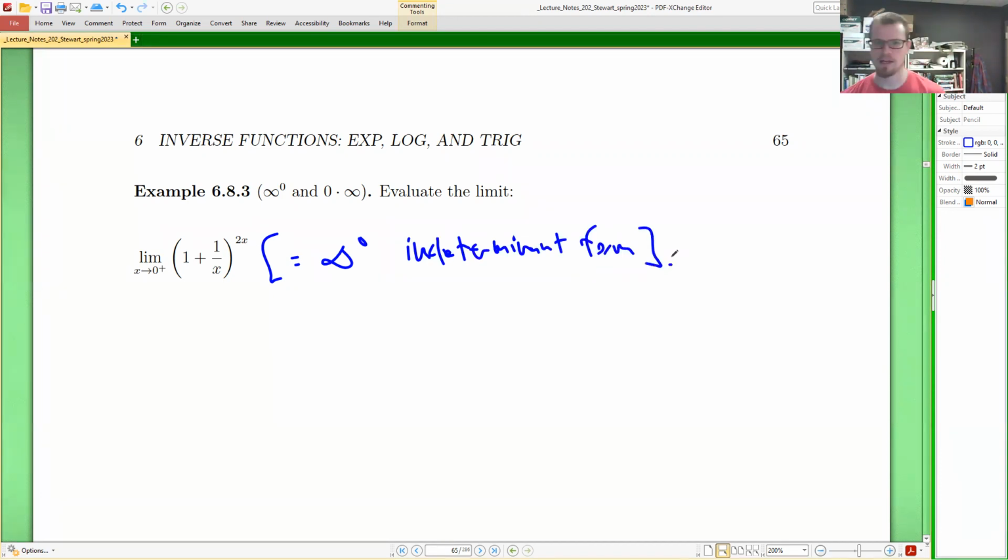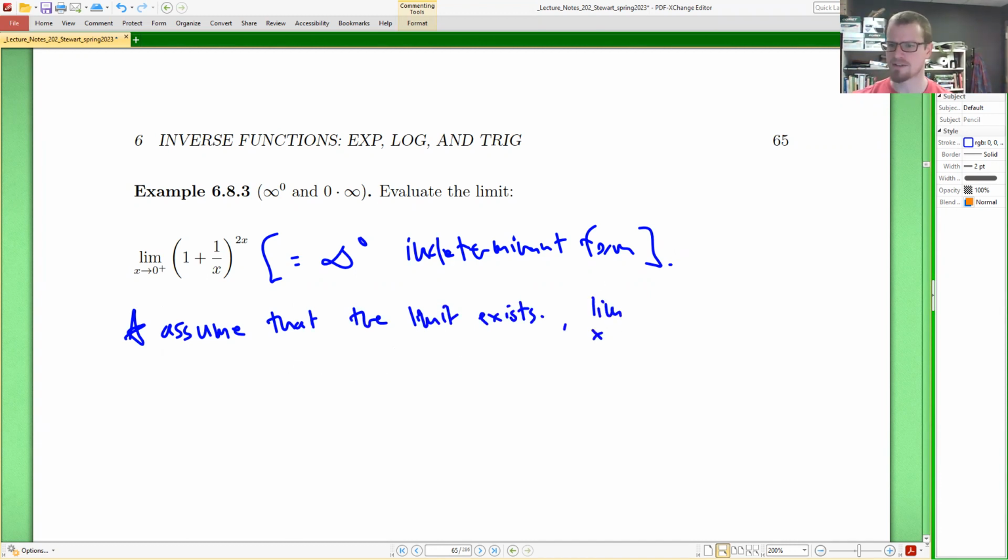So we say, okay, well, how do we handle that? How do I rewrite this as 0 divided by 0 or infinity divided by infinity? What we're going to do is begin by assuming, which can be not the best thing to do, that the limit exists. And when we assume that the limit exists, we can say that the limit as x goes to 0 from the positive side of (1 plus 1 over x) to the 2x is equal to some number L. The limit is L. Okay, so we've made that assumption.